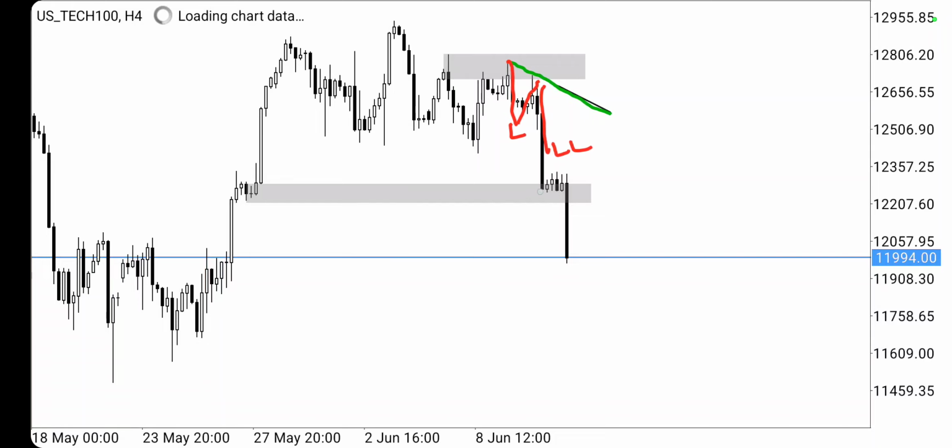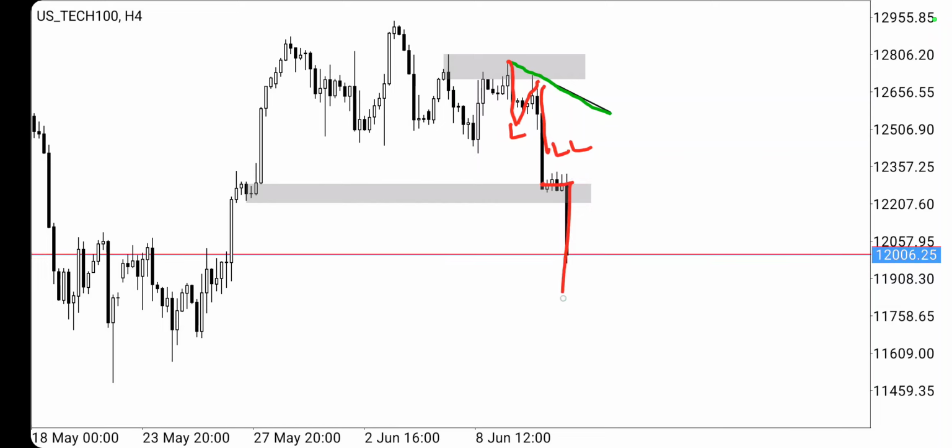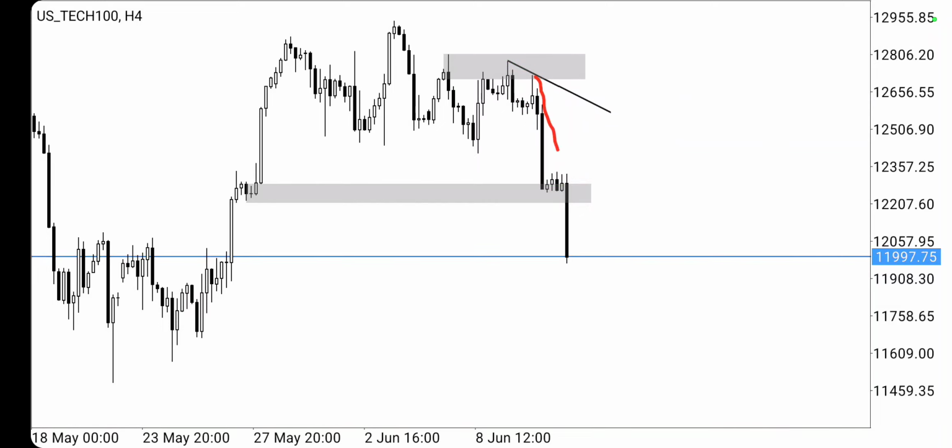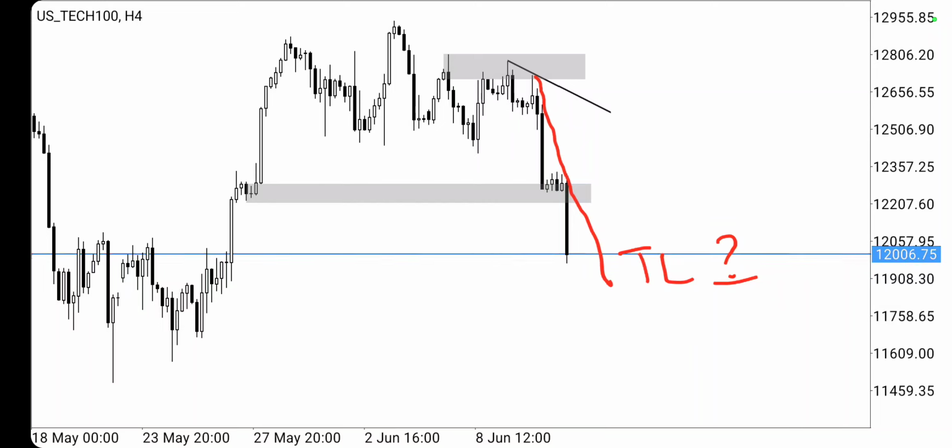So now my question is, because the price paused there and then it came down, are we allowed to move it from this and put it here and say this is my trend line? Are you allowed to do that? Yes, no? I'm sure there are those who will say yes, and there are those who will say no. But my answer would be no.